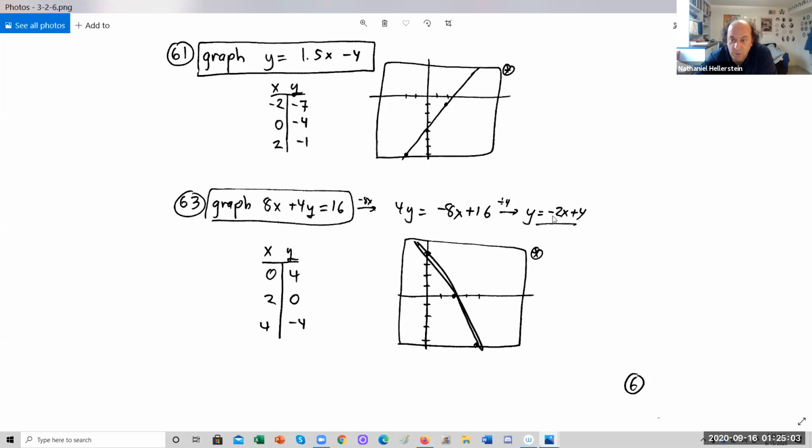When x is 0, plug in 0. Get 0, 4. 0, 4 at this point here. When x is 2, negative 2 times 2 is negative 4. Plus a 4 makes a 0. 2, 0, this point here. When x is 4, negative 2 times 4 is negative 8. That plus 4 is negative 4. So 4, negative 4, this point here. And I'm sorry, this really should be a little bit straighter. Maybe I should fix that in the notes.